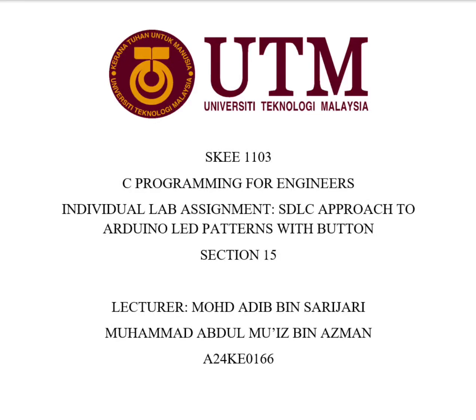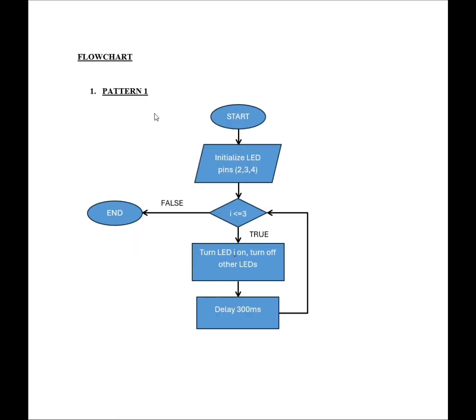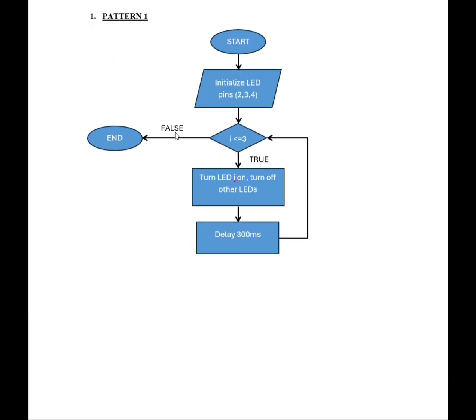So this is the simulation video for my individual assignment for C programming for engineers. This is the flowchart for pattern 1 of LED configuration. The first step is to initialize LED pins 2, 3 and 4, and then it will scan whether the LED I is less than or equal to 3. If it's true, the LED I will turn on and the other LEDs will turn off, and it will give a delay of 300 milliseconds. If it's false, it will end.